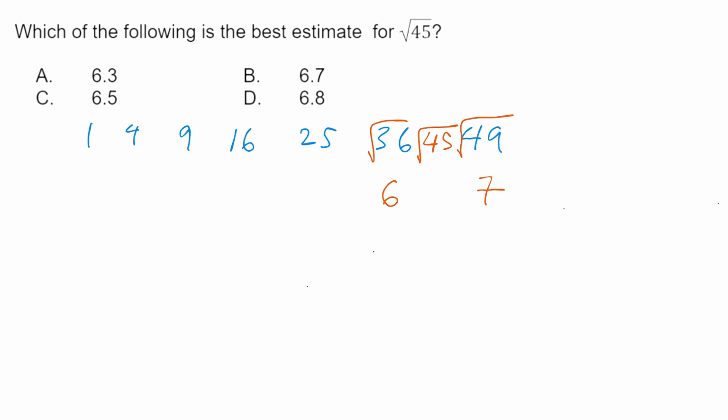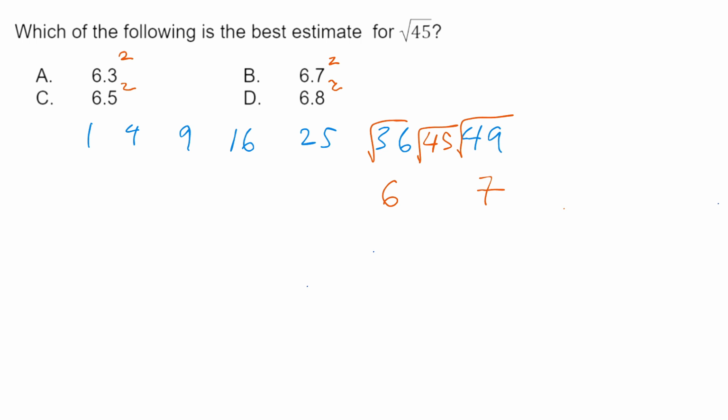So what we do is we just check their squares. What is 6.3 squared, 6.5 squared, 6.7 squared, and then 6.8 squared? Whichever results closest to 45, that's your answer. But let's try to limit the work, because squaring these four numbers is going to be kind of long, right? Is 45 much closer to 36 or to 49? Definitely to 49, right?